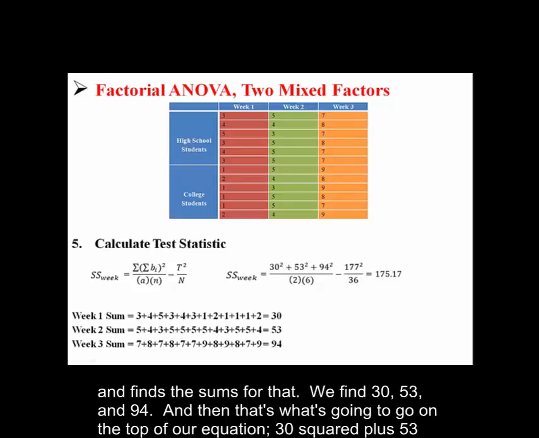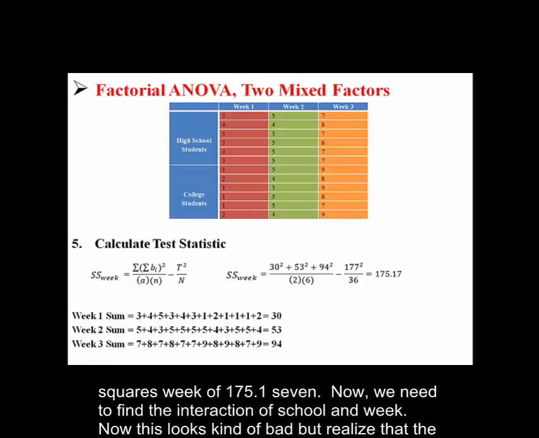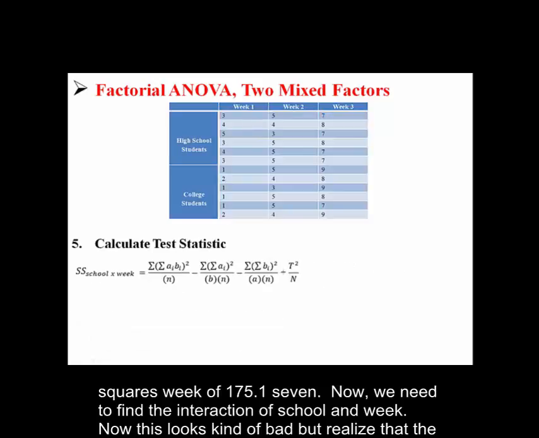30 squared plus 53 squared plus 94 squared. And then the rest is all pretty much the same as it was for sum of squares school. So now we have our sum of squares week of 175.17.